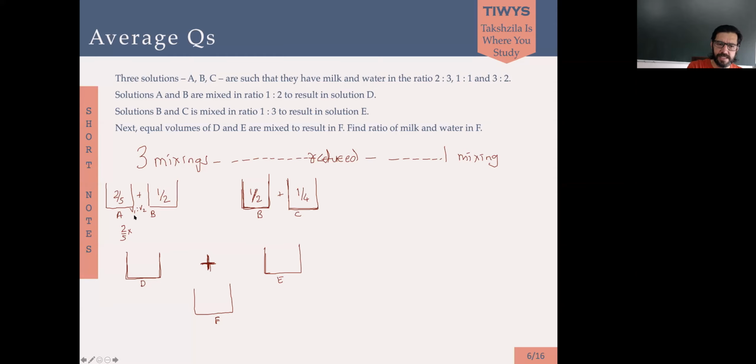I'll just finish it the longer way. LCM of 15 and 6, 34, and this is 3, 2, the 6, 5, 10, 10 and 4, 14. So the shortcut, we can equate the volume of B.